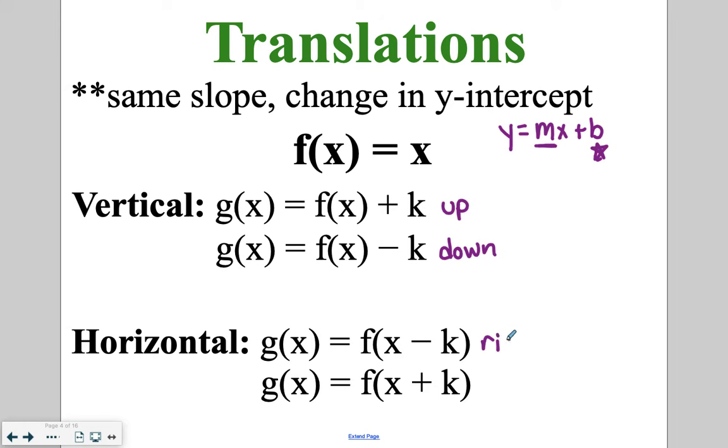Horizontal is a little bit backwards. When you take away a value from the x, it's moving right. And when you add a value to the x, it's moving left.